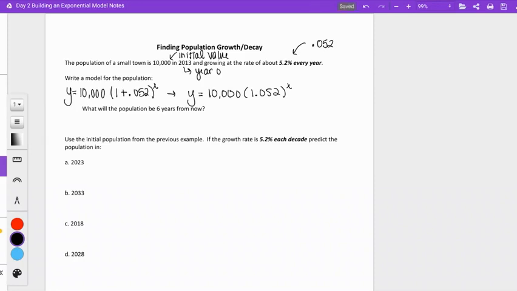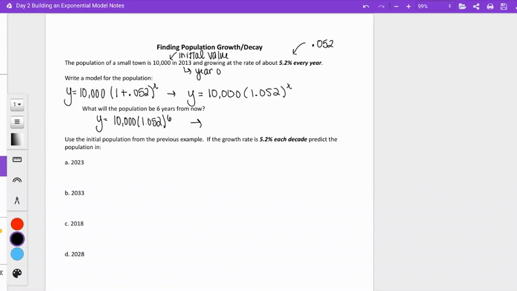Now, this next question is kind of that idea that we need to view 2013 as year 0. For instance, what will the population be 6 years from now? Well, in 6 years, it's going to be 2019, but we would not plug in 2019 for x. That would be asking in 2019 years from that point, and we only want 6 years from that point. So we would use the number 6. Y equals 10,000 times 1.052 raised to the 6th power.